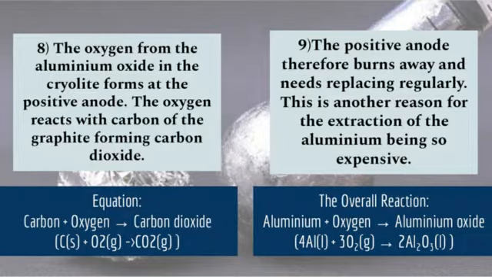Eighth, the oxygen from the aluminium oxide in the cryolite forms at the positive anode. The oxygen reacts with carbon of the graphite, forming carbon dioxide. The equation: carbon plus oxygen to form carbon dioxide. Ninth, the positive anode therefore burns away and needs replacing regularly. This is another reason for the extraction of aluminium being so expensive. The overall reaction is aluminium plus oxygen to give aluminium oxide.